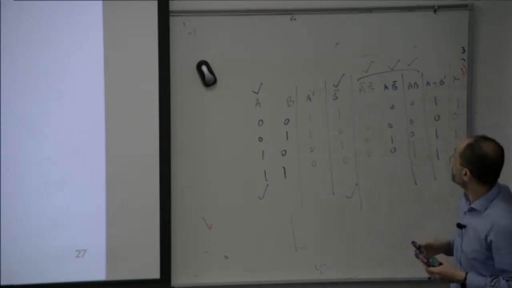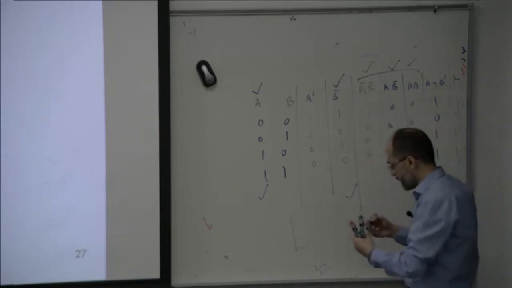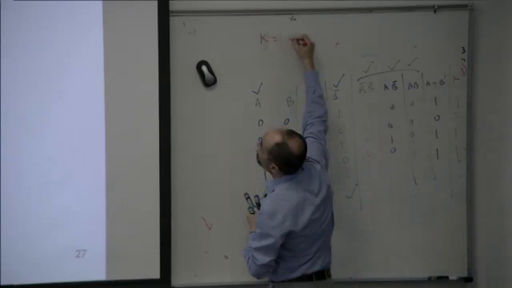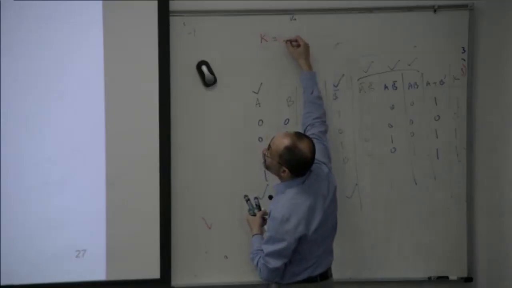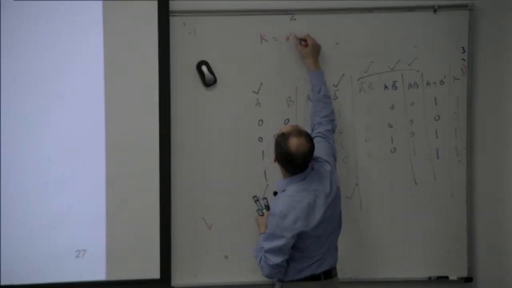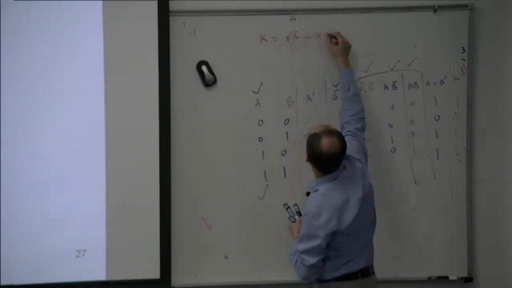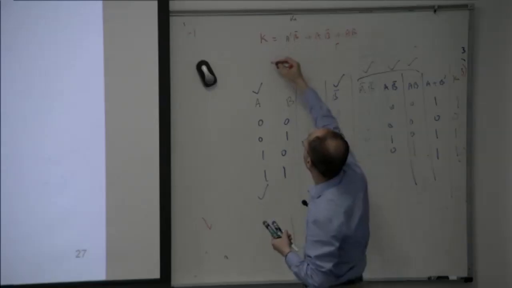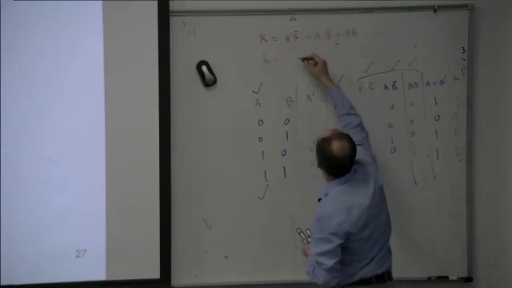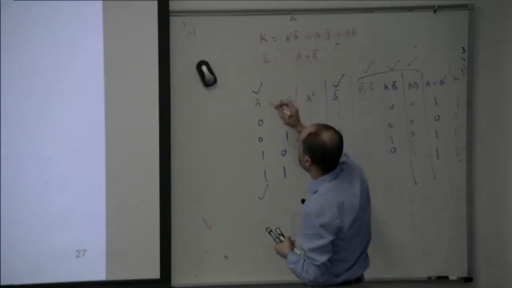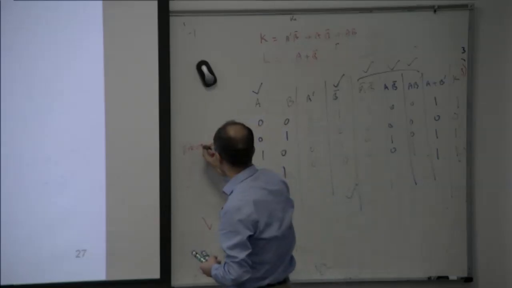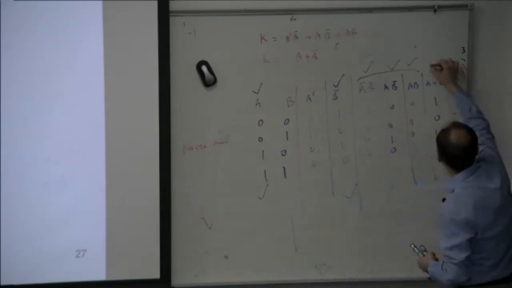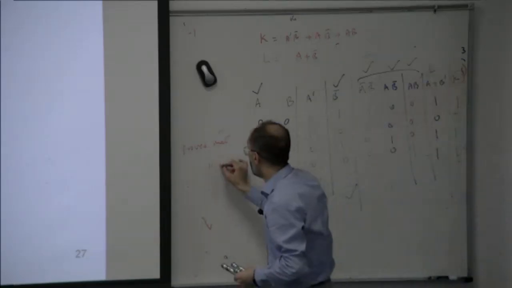Okay, now if you look at this expression, this is K. What is K? Please look at here. K is A bar B bar plus A B bar plus A B. And what is L? L is A plus B bar. So this is K and this is L. We have proved that K is equal to L.